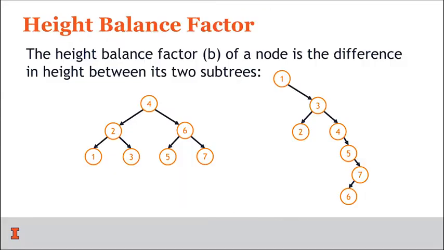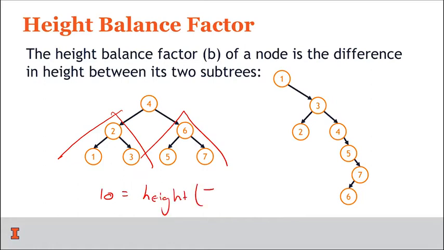To help us start to quantify what it means to have a balanced binary search tree, let's define one new term. This term is going to be the height balance factor, or B, of a node. This height balance factor is going to be the difference in height between the left subtree and the right subtree. So B is going to be equal to the height of our right subtree minus the height of our left subtree. So here the height of the right subtree is going to be 1. Here the height of the left subtree is going to be 1.